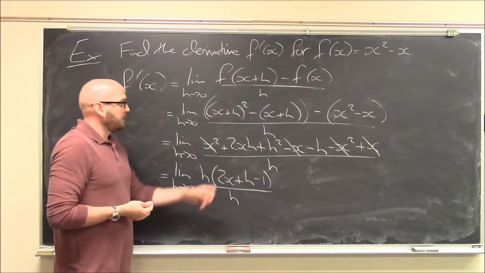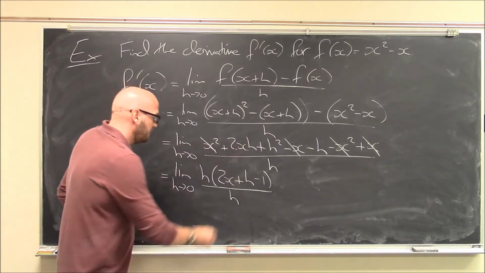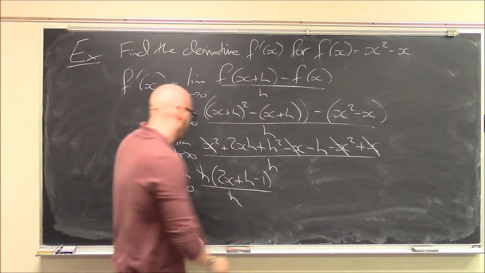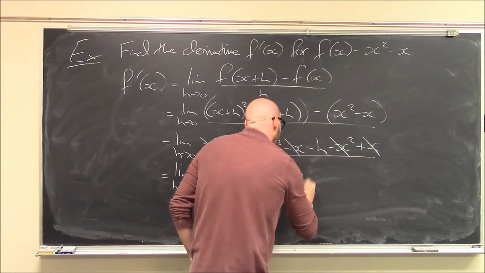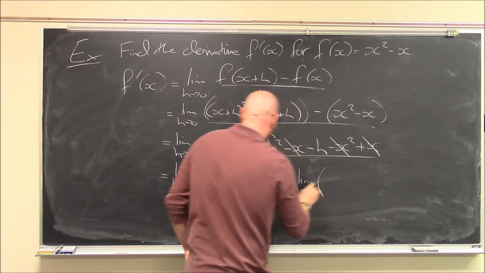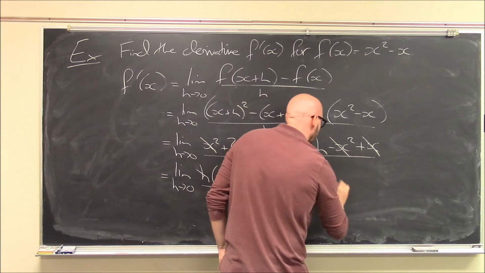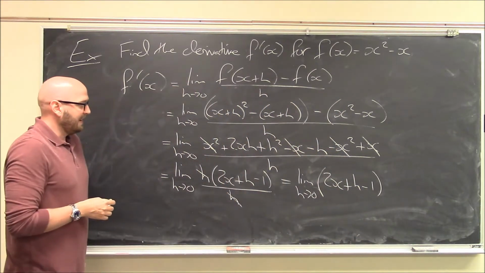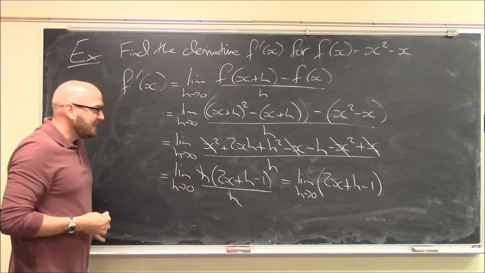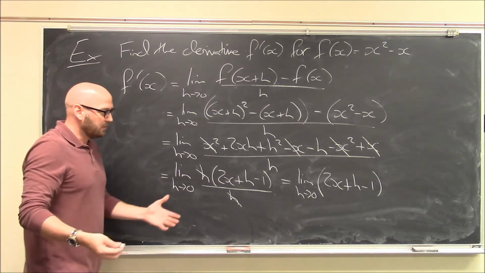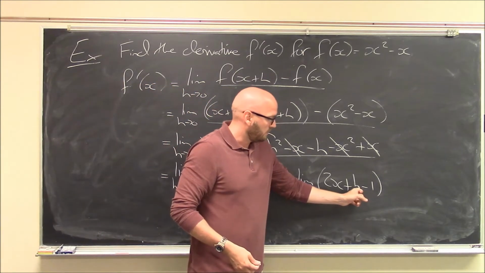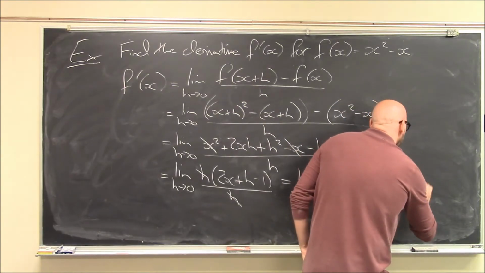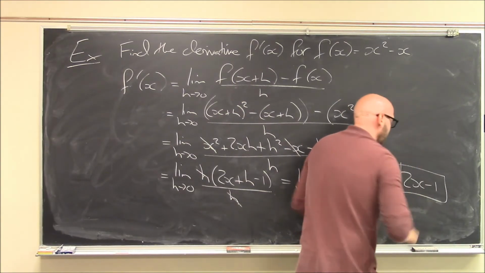Now we've finally fixed our problem. This h that caused us to divide by 0, it is gone. It factors and cancels with this h. So we have a limit as h goes to 0 of a much simpler expression, just 2x plus h minus 1. And what does that do? Well, now plugging in h equals 0 is no problem, right? I don't divide by 0 or anything like that. So as h goes to 0, this just goes to 2x plus 0 minus 1, or 2x minus 1.